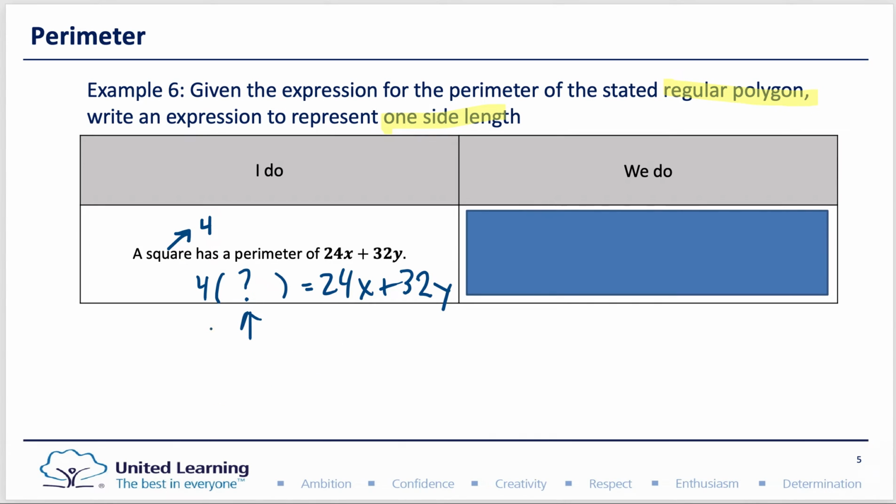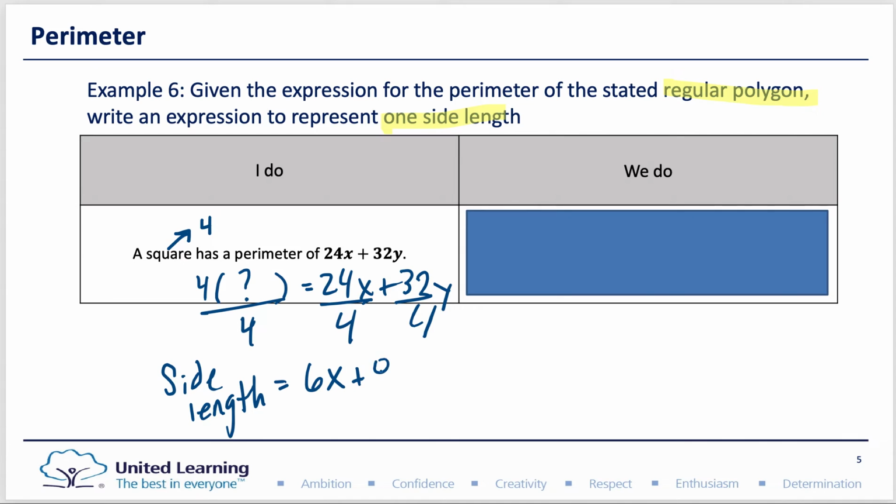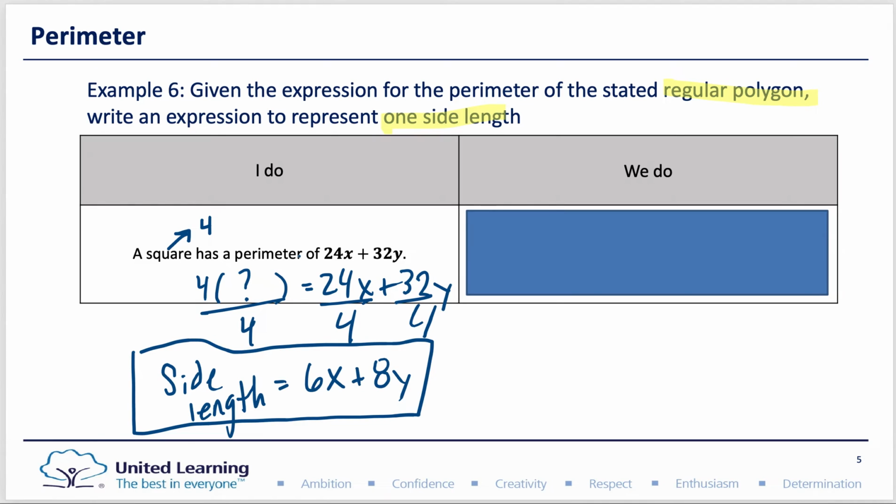So let's do that. Let's divide both sides by 4. Clean this up a little bit. 4, perfect. 4, 4. So the original side length, let's actually write that. Side length. 24 divided by 4 is 6x plus 32 divided by 4 is 8. So all of those four sides were 6x plus 8y.